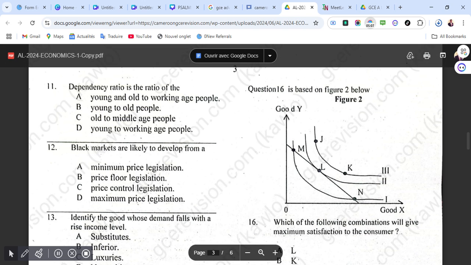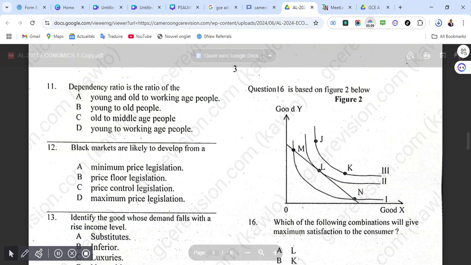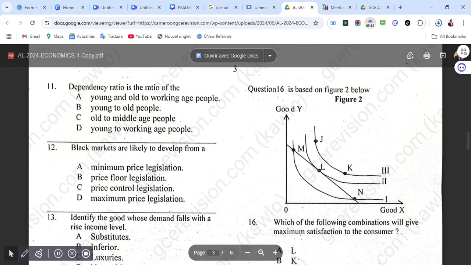Black markets are likely to develop from. The correct answer is A, which is minimum price legislation.